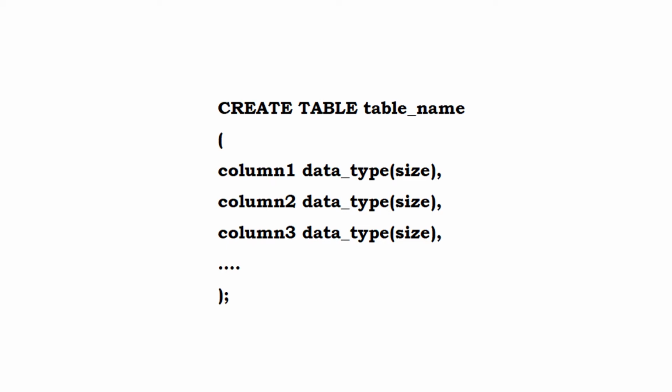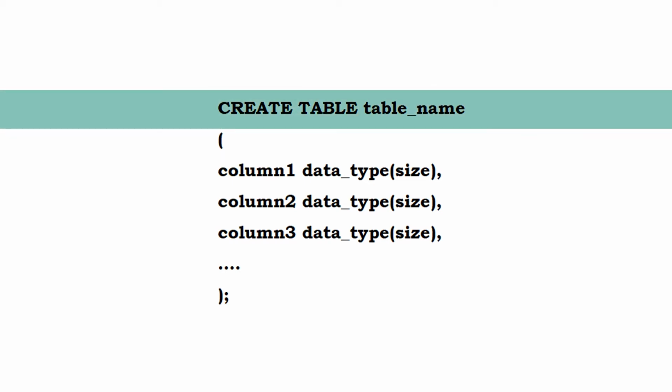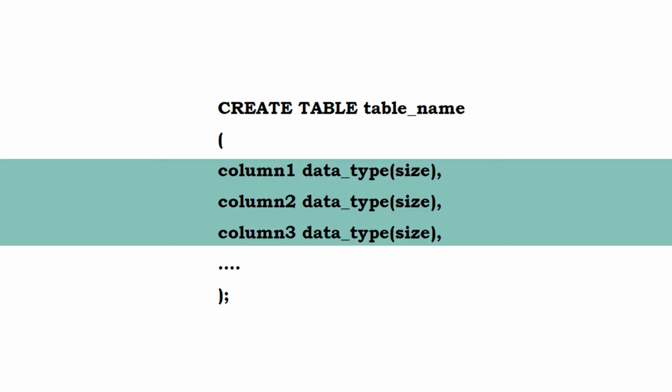Create table table name (column 1 data type (size), column 2 data type (size), column 3 data type (size), etc.); terminated with a semicolon. Table name is the name of the table, column 1 is the name of the first column, and data type is the type of the data we want to store in the particular column. For example, int for integer data.